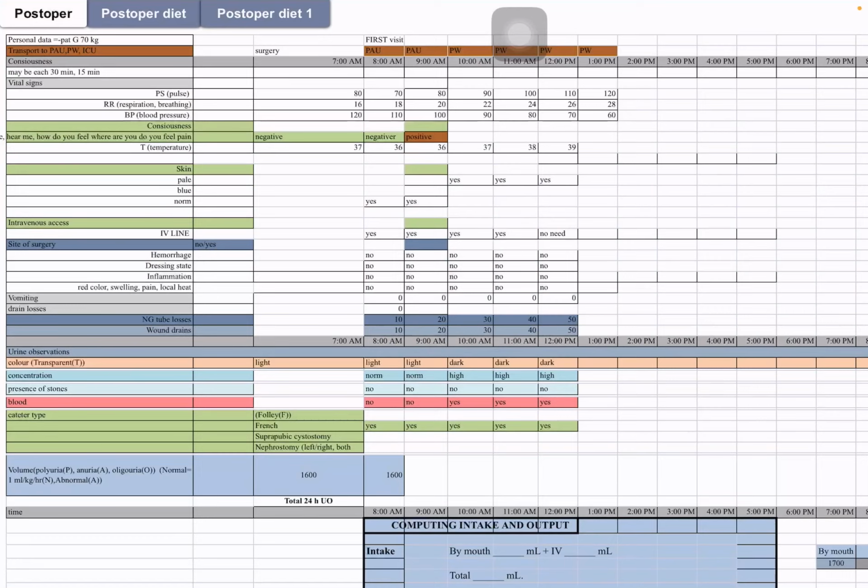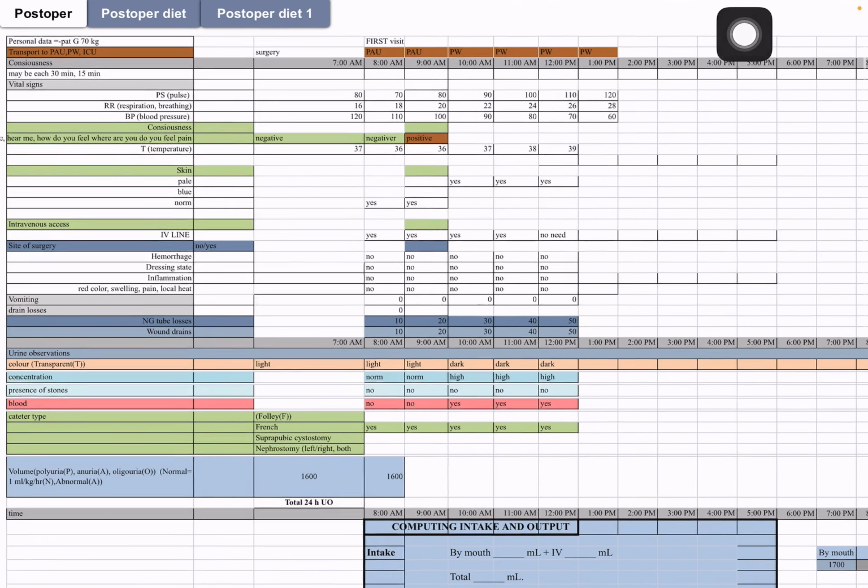transport, you have to know about this transport to PAU, PW or ICU. And then the surgery, you have to know what type of surgery has been done to the patient. And then you have to know what, so first visit where he was, and all those things.